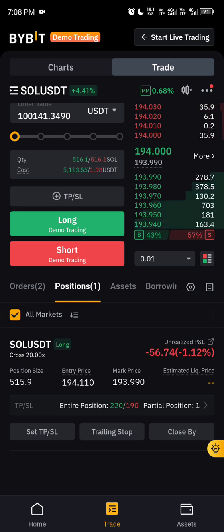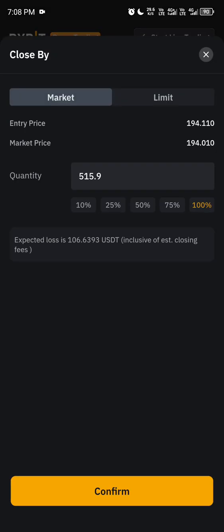all you have to do is come to close by like this. Now wait, by default when you click on close by, it's automatically on 100%. So if you click confirm, it's going to close the whole position. You need to be careful. And so it shows the quantity. Okay, you want to close 50%, probably you're already in significant profit and you want to close half or some percentage immediately. You click on 50% like this instantly and then click on confirm.